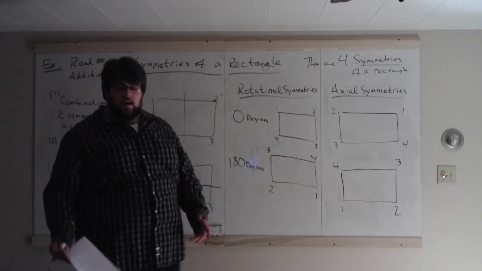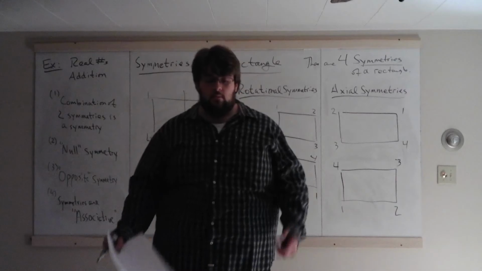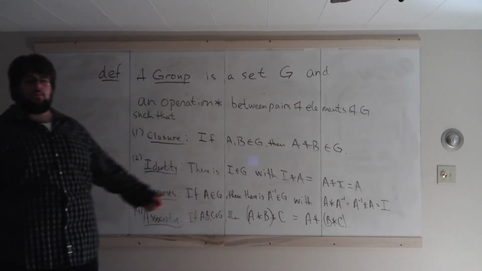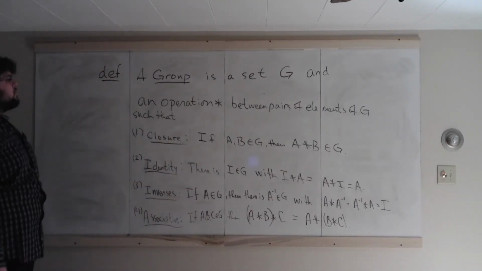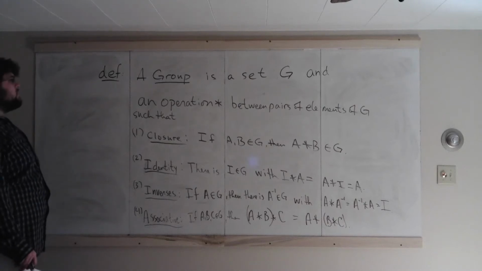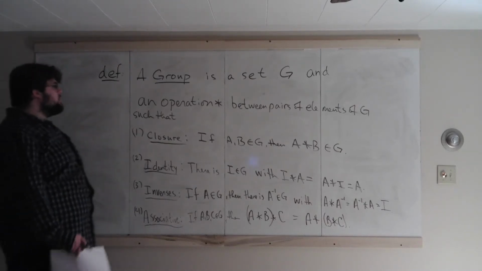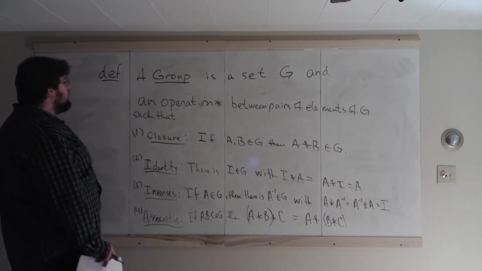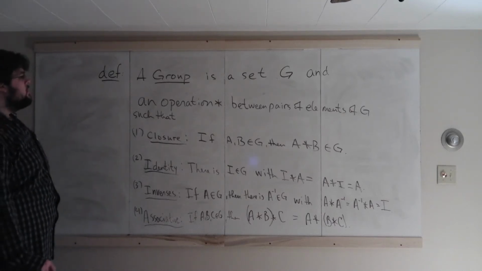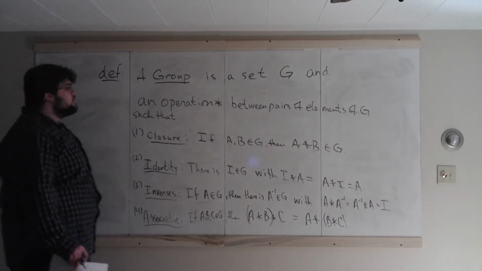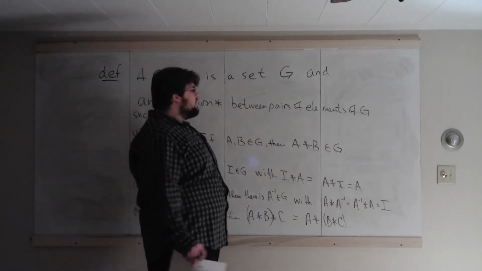So let's define this a little more formally. More formally, we define a group. A group is a set together with an operation. So it's a set G and an operation which we'll call star. Now, the star, the operation, applies on pairs of elements of G.